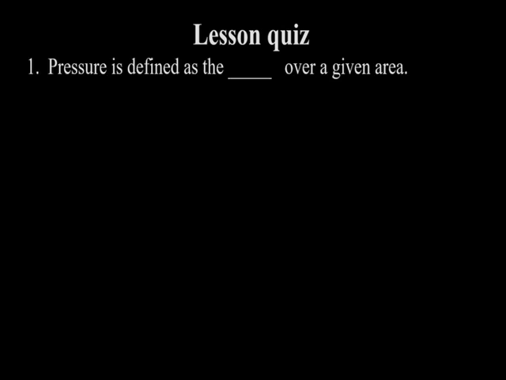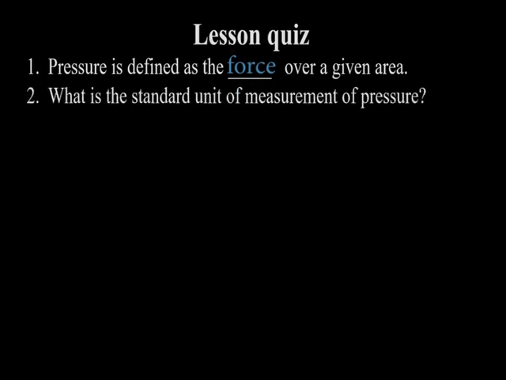Now I have some lesson quiz. First one, pressure is defined as dash over a given area. Did you get the answer? Yeah, it's very easy, we have already learned. So pressure is defined as the force over a given area. Okay, let's look at the next one. What is the standard unit of measurement of pressure? Newton per meter square or Pascal? Very good. So this is what we have already learned.